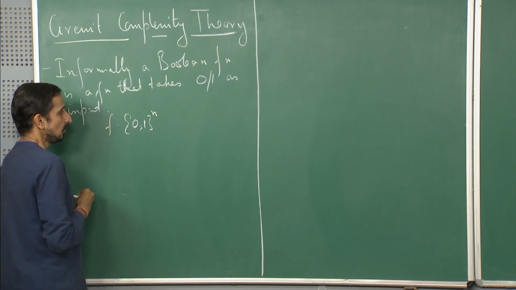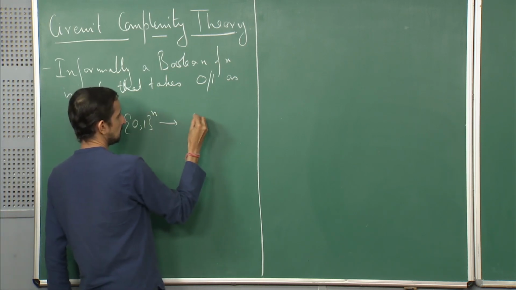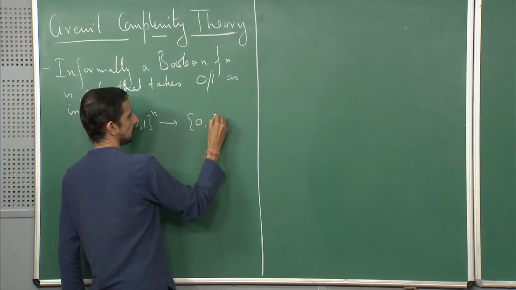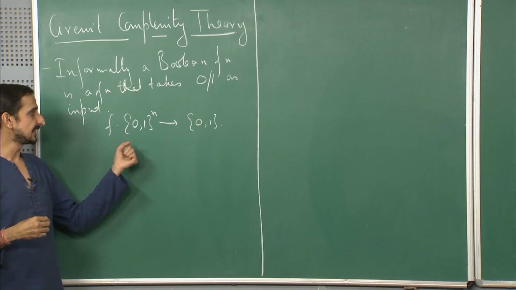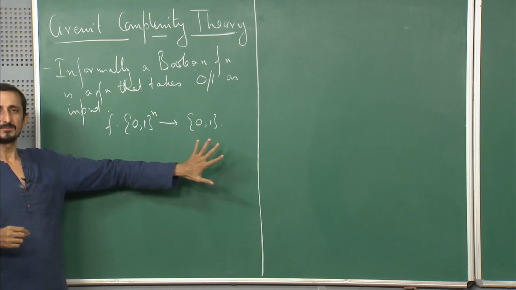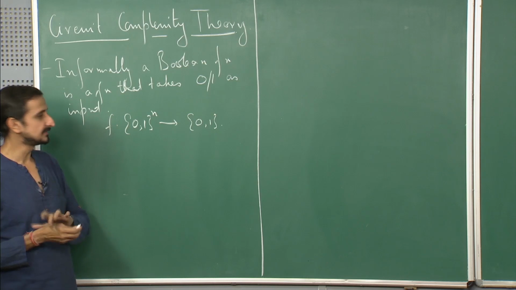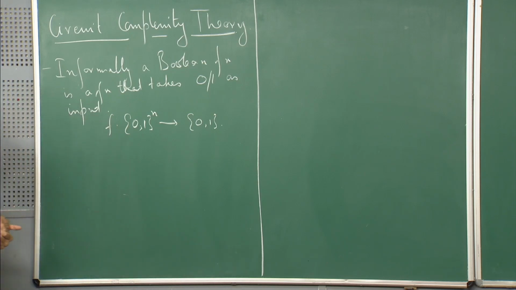In this course we'll only be looking at a specific type of Boolean function, namely functions that go from a domain of size n to a domain of size {0, 1}. What we mean by these things we will clarify in a moment, but roughly this is what we mean when we talk about a Boolean function.